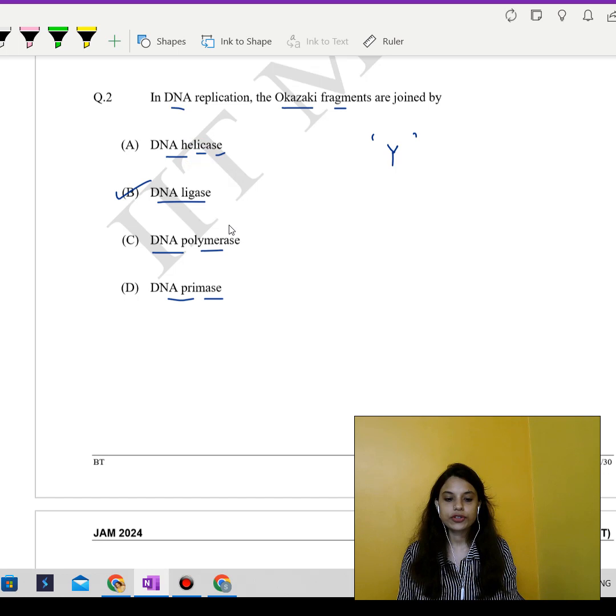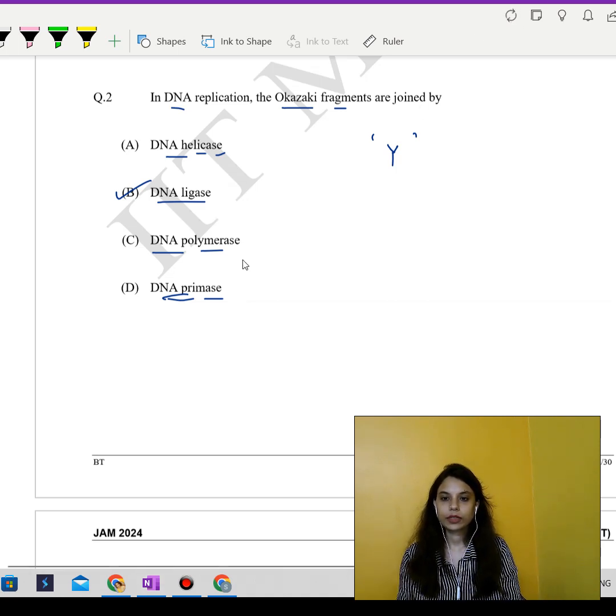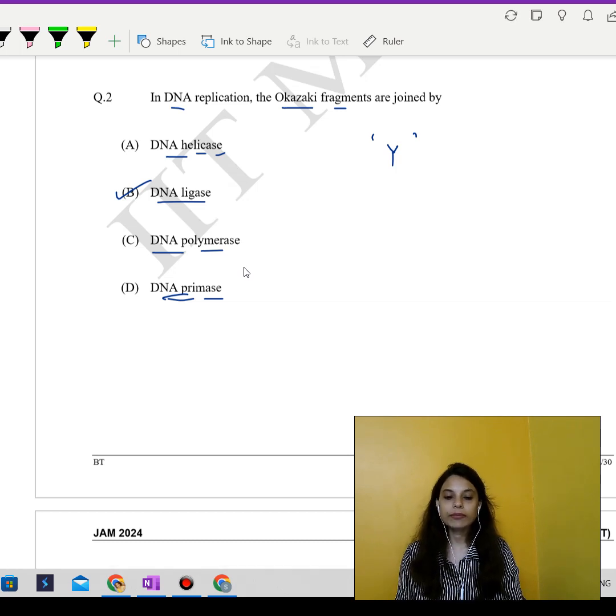DNA helicase, the first option, unwinds the DNA, but it doesn't join the fragments. Secondly, DNA primase initiates the DNA synthesis, but it doesn't join the fragments. Coming to DNA polymerase, it extends the fragments, but it can't join the gaps between them on the lagging strand.